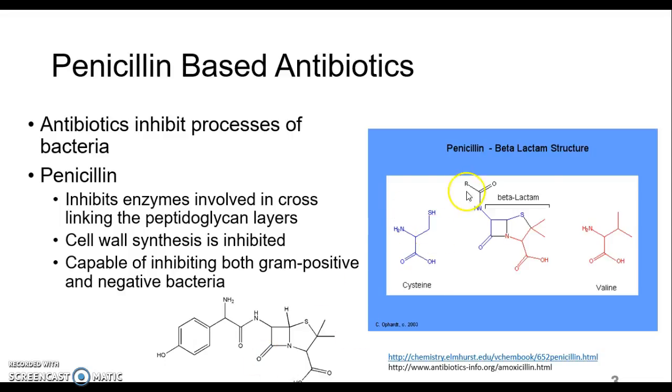So here we can see the penicillin structure. This is the beta-lactam ring that's associated with amoxicillin and the penicillin-based antibiotics. And that is what is most important when it comes to inhibition of the enzymes that are involved in the cross-linking of the peptidoglycan layers. Now, an important thing to note is that penicillin-based antibiotics inhibit both gram-positive and gram-negative bacteria. Later on, we'll see that teixobactin only inhibits gram-positive bacteria.